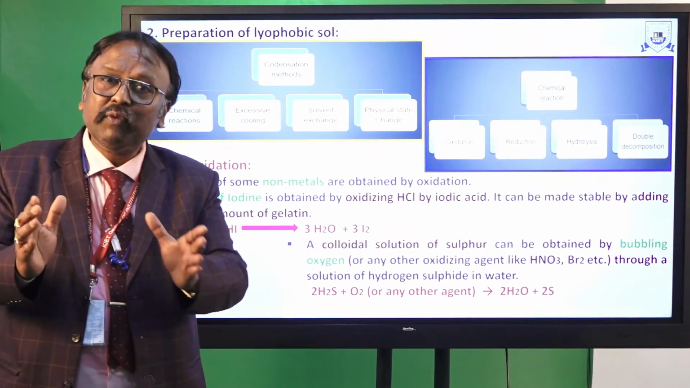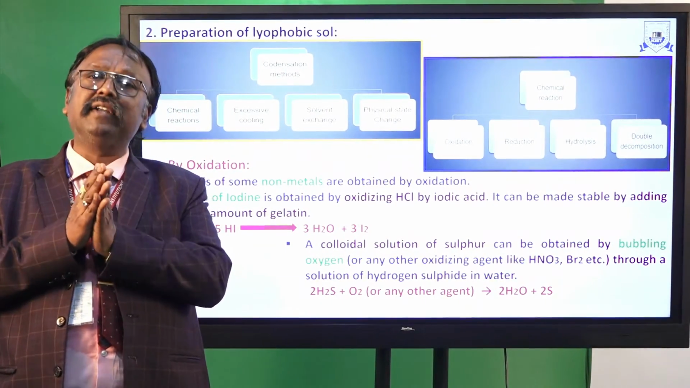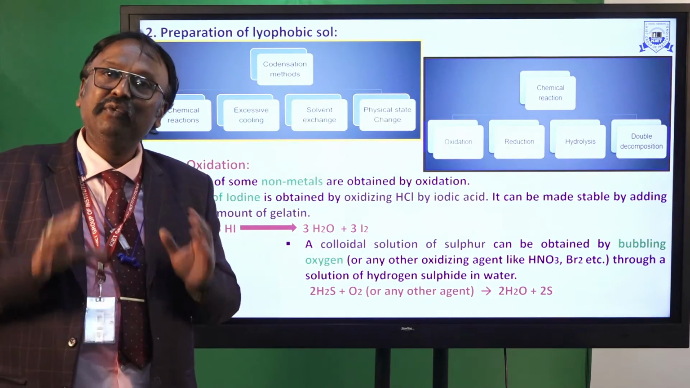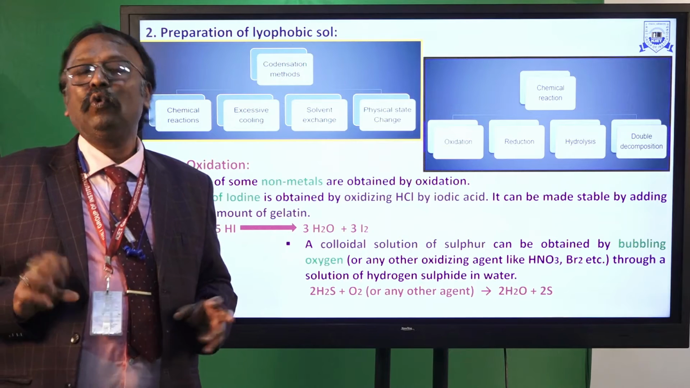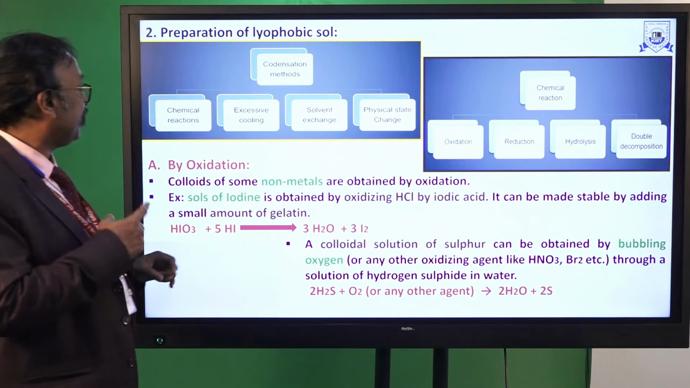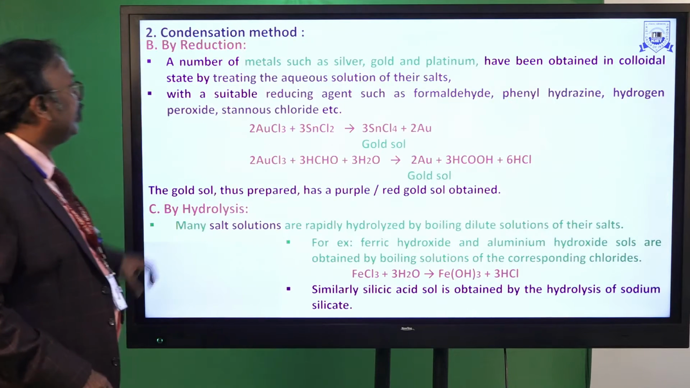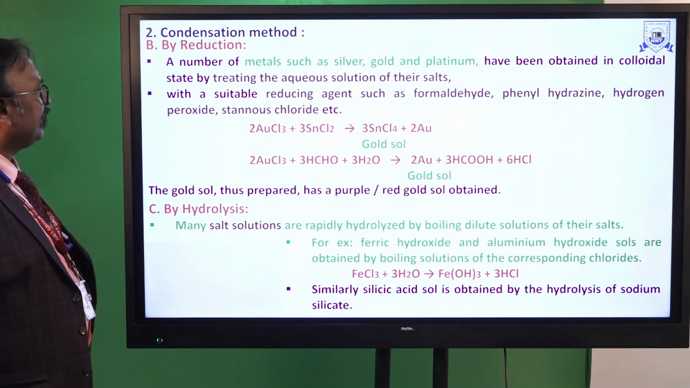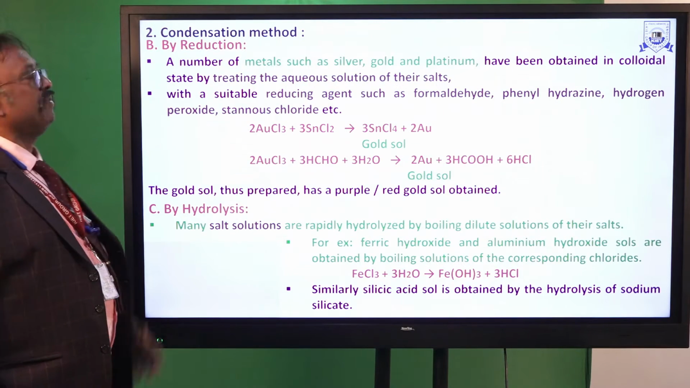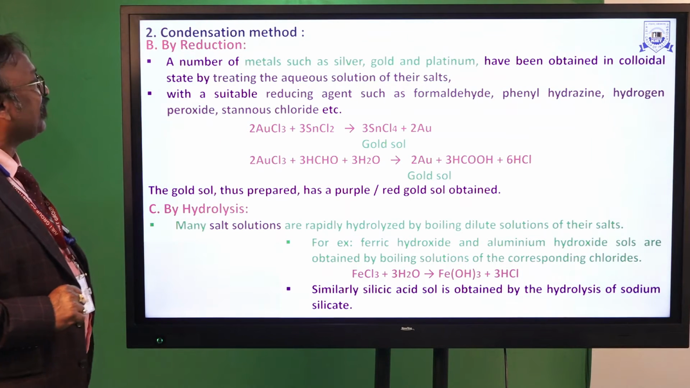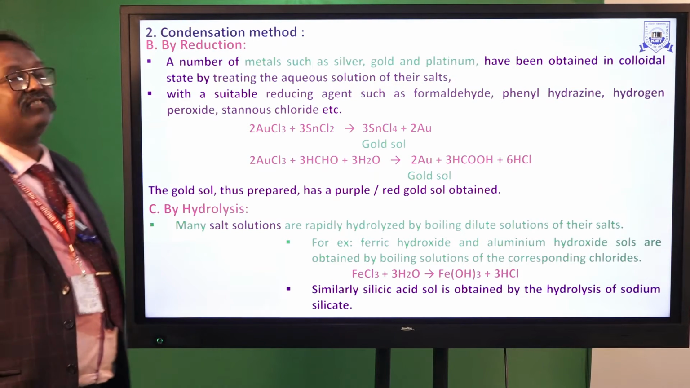Here, whatever colloidal dispersions are obtained are obtained by oxidation only. By oxidation only we are going to get a colloidal dispersion. For that reason, this method is used to get colloids by oxidation. The second one is the condensation method, that is, the reduction method. The first one, oxidation, is over. The second one is reduction.